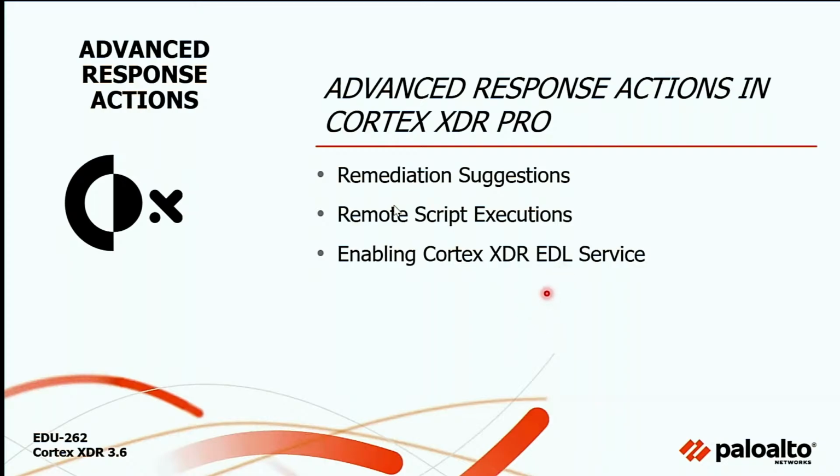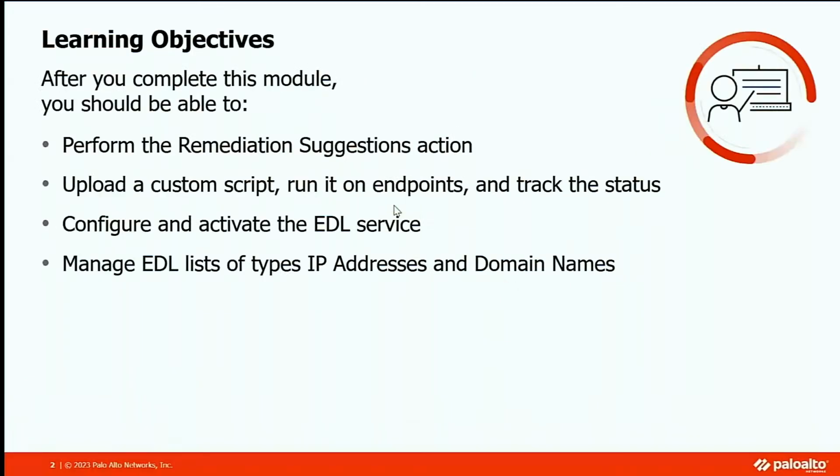So that if your organization or your customers use Palo Alto Networks next generation firewalls or Prisma Access, they can retrieve a list of bad IP addresses and bad domain names from Cortex XDR to protect the networks behind those firewalls, to block outbound access to those addresses or inbound access from those addresses, to extend protection to the rest of our network. Yeah. So by the end of this module, you'll be able to perform the remediation suggestions action.